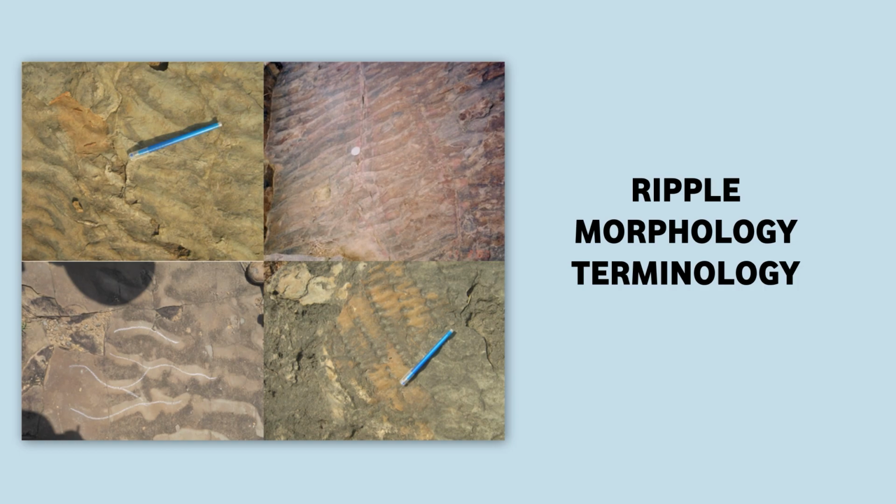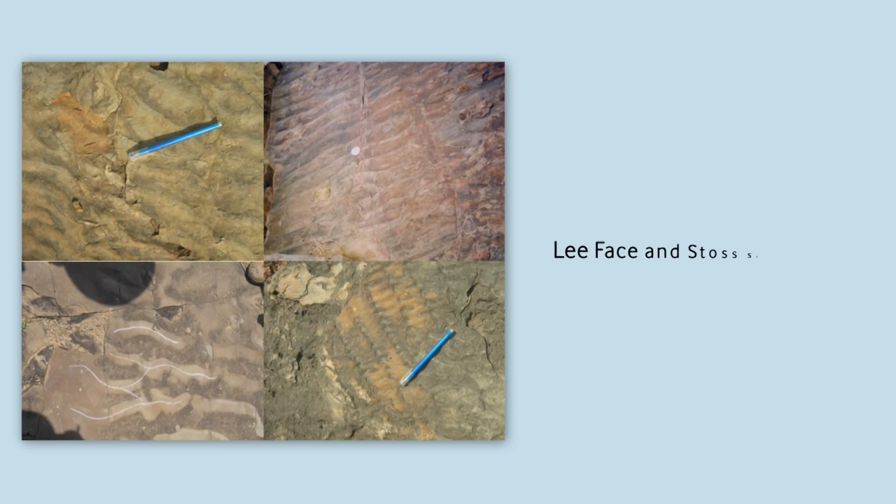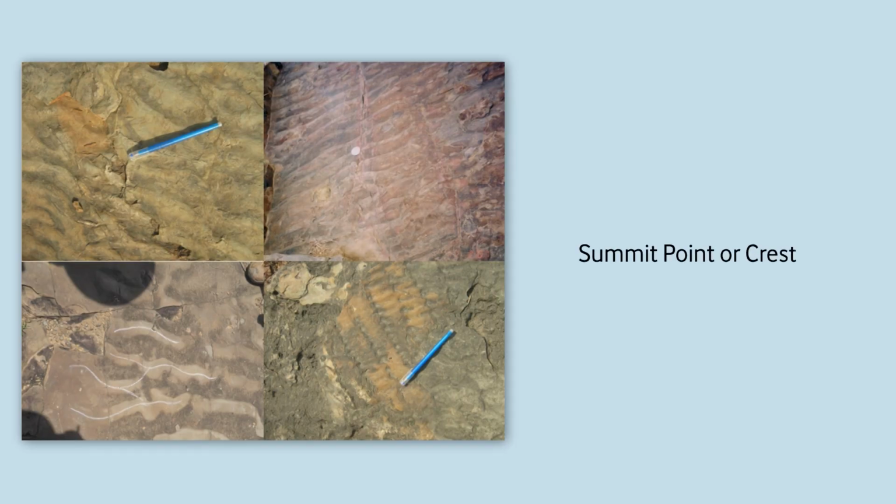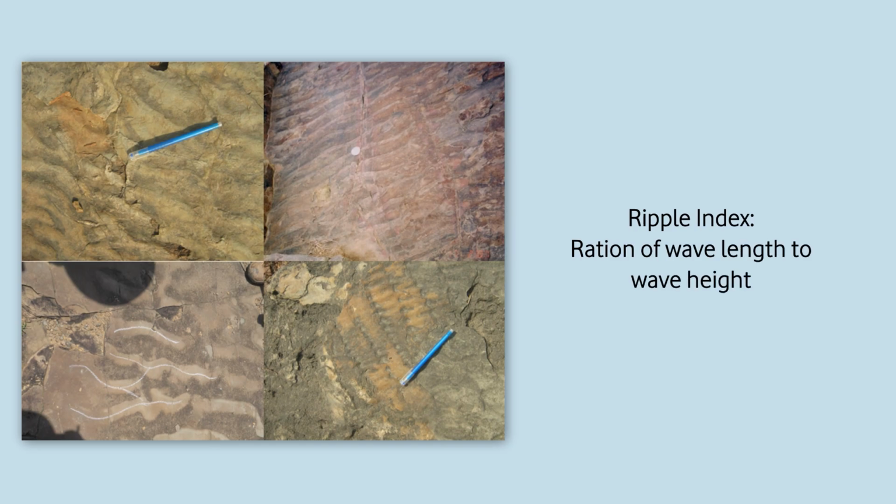Ripple has a particular shape. It depends upon how they are formed. When they move from one end to the other end, they produce the lee face, and when they move to the other side, it is called the stoss side. The maximum height to which this ripple reaches is called a summit point, also known as crest. The ripple height, ripple wavelength, ripple index, all these things will be explained in the next slide.